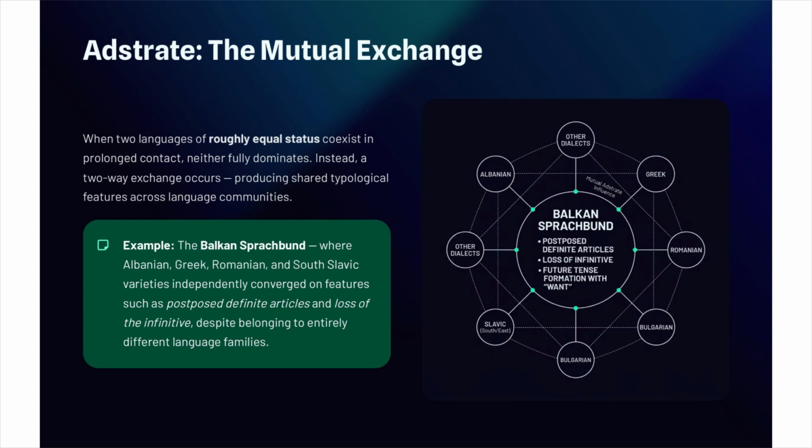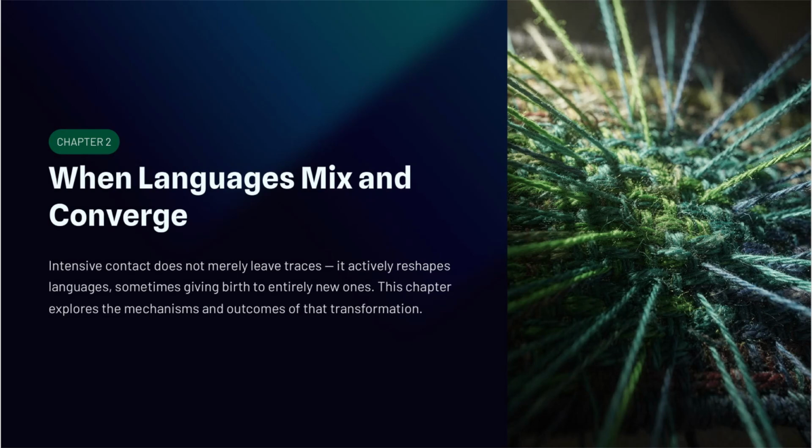These shared features include post-posed definite articles and the loss of the infinitive. This example clearly shows that languages do not need to be genetically related in order to become structurally similar. The second chapter of the presentation moves from types of influence to the outcomes of intense contact.